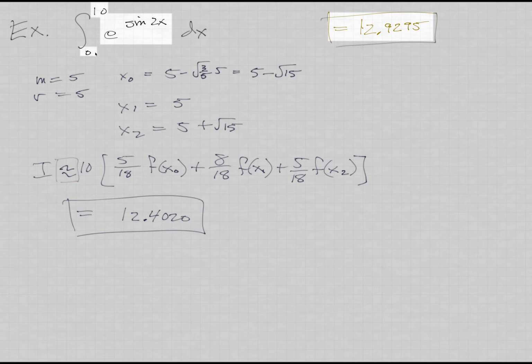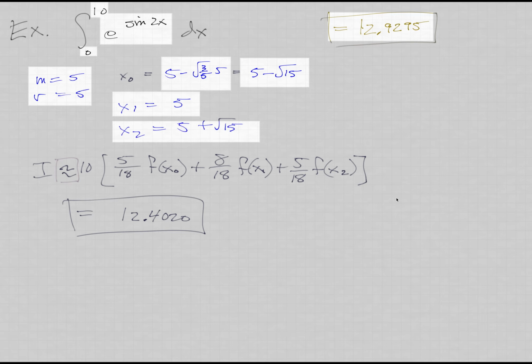So this interval goes from 0 to 10. So the mean, the midpoint, is 5, and the radius of the interval is also 5. So that means the first test point will be at 5 minus radical 3/5 times 5. That reduces to 5 minus radical 15. The midpoint, 5, will be another test point. And the third test point will be at 5 plus radical 15, on the opposite side of the midpoint.